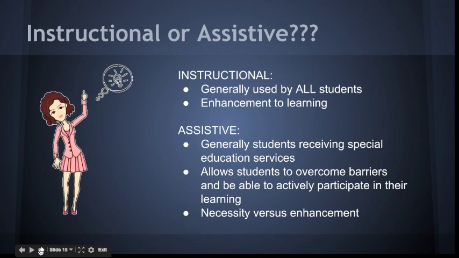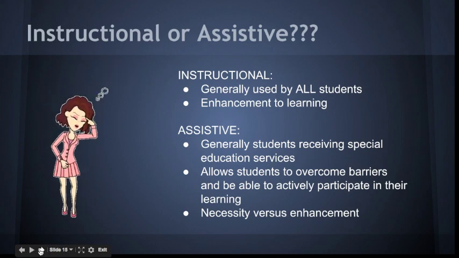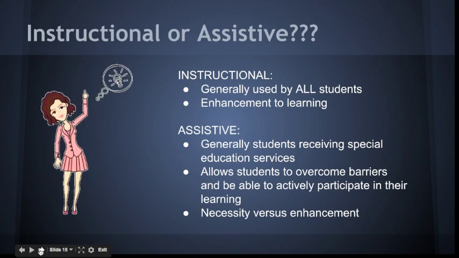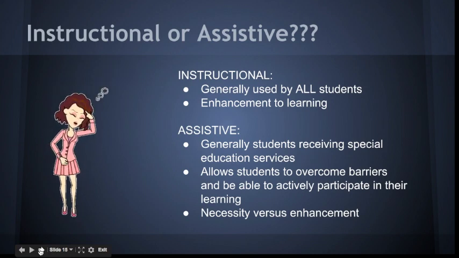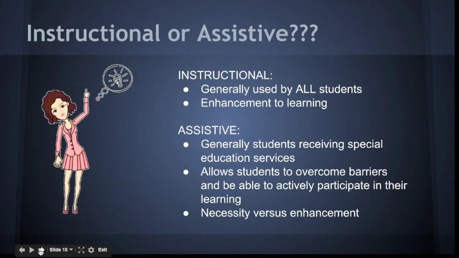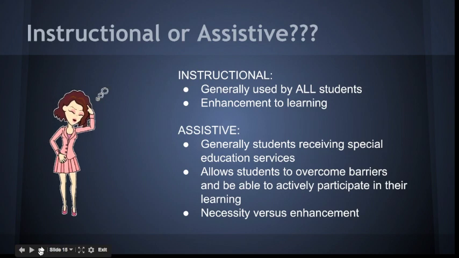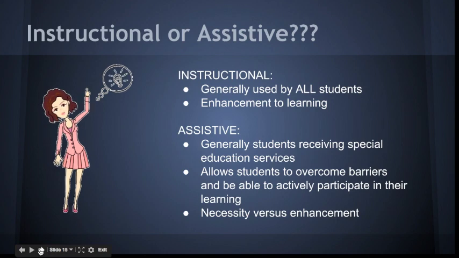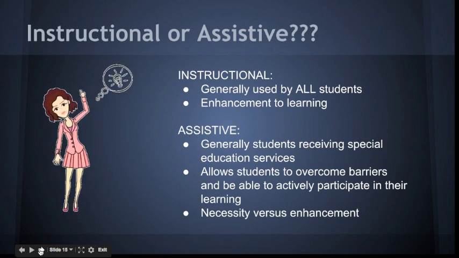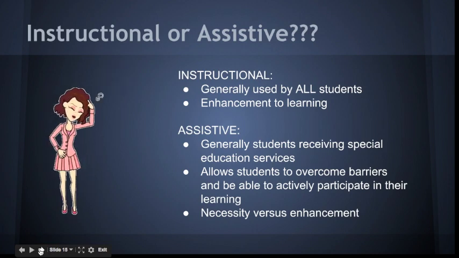So when the student is using it in a non-typical way than all the other students are using it, suddenly it becomes assistive technology, because the student may not be able to perform that task if they do not have access to the ability to do it in a digital format, say on Microsoft Word. It allows students to overcome those barriers that enable them to actively participate in the learning environment. So it's more of a necessity. It's not an enhancement. It's not a benefit. It's they need this or they won't be successful.